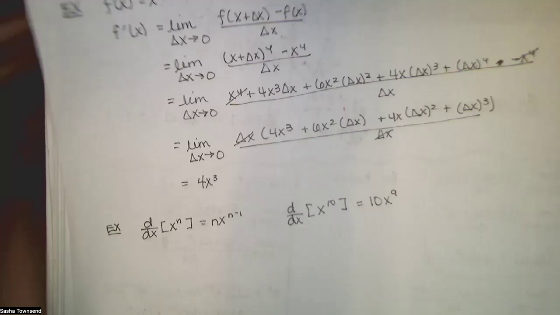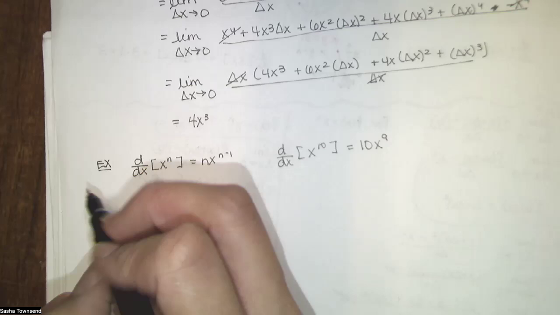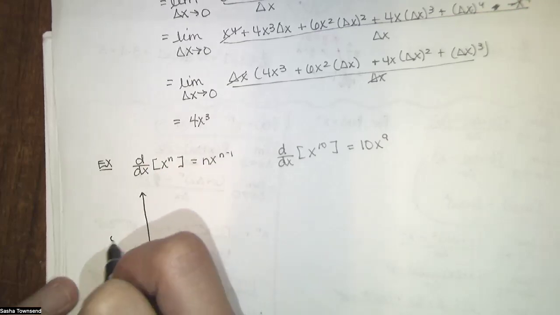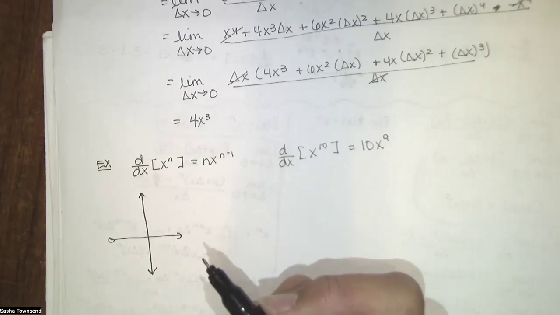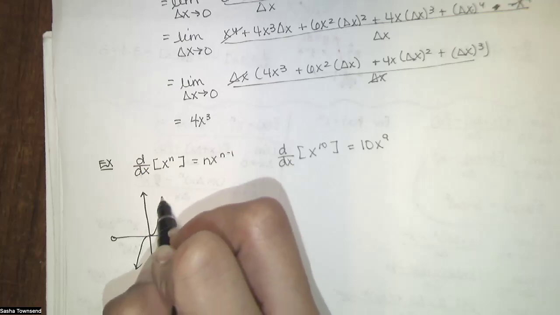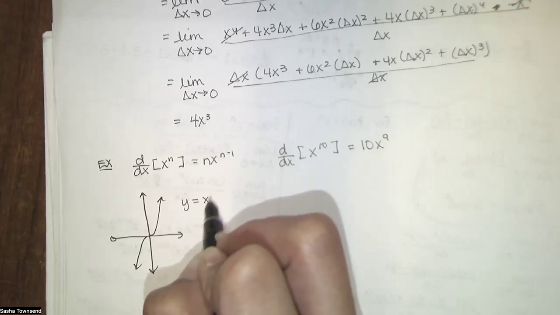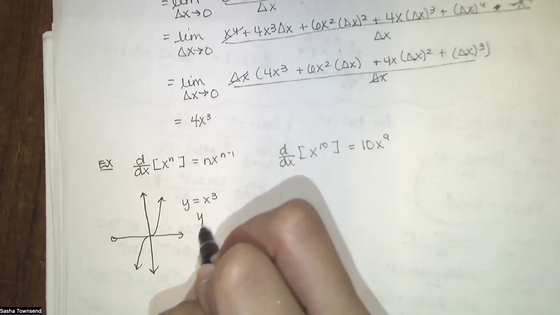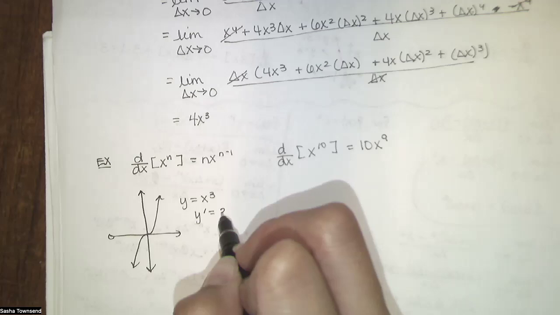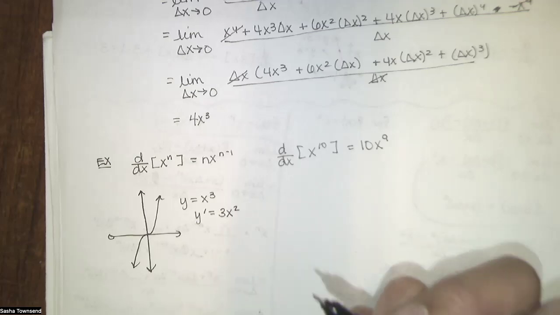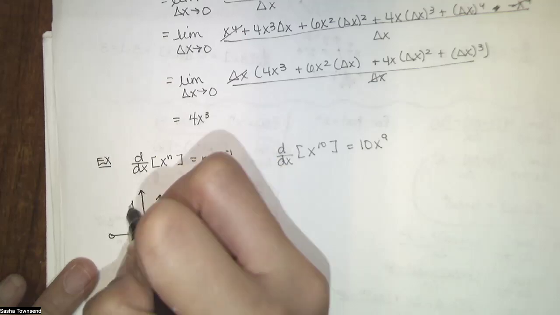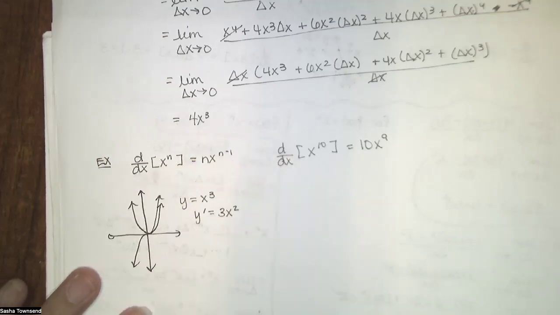Now, geometrically, you might also want to look at this. Let's say you have y equals x cubed. It looks a little bit like this. Now, y prime can be found just by using that rule, multiply by 3, let's bring the power down, multiply by x to the 1 less power, so that's 3x squared. And you end up with a parabola and a cubic function.